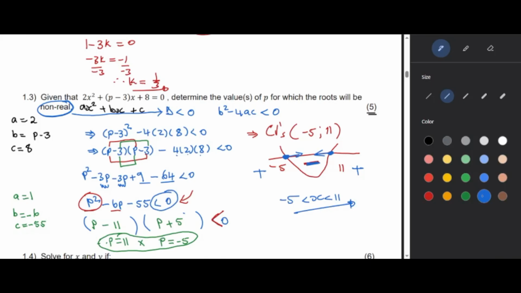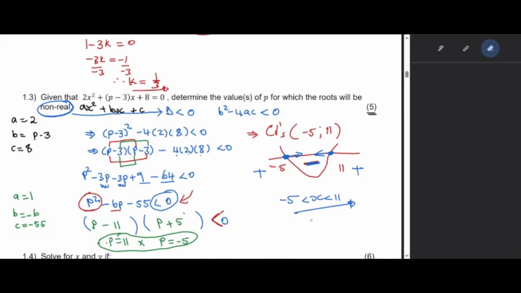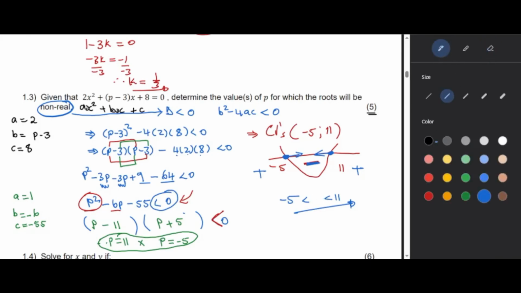But not x, we are talking about p. Let's remove that now. Right, because we are working with p. So p must be less than 5 and p must be greater than minus 5.